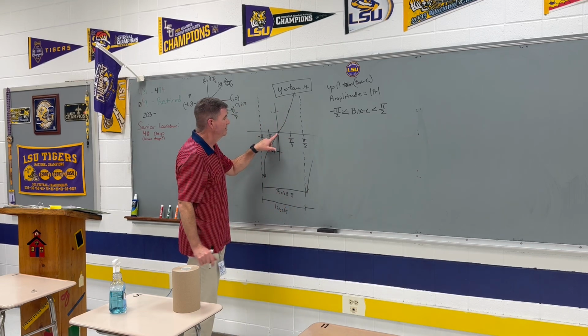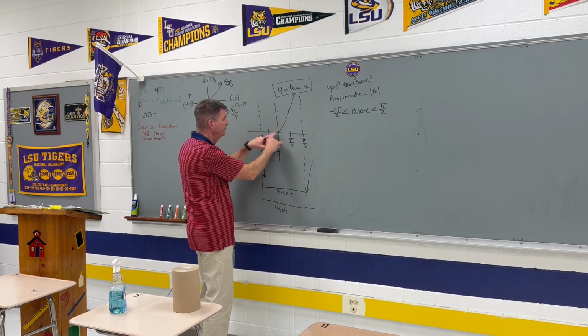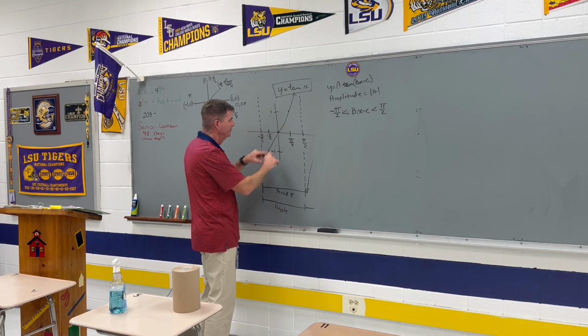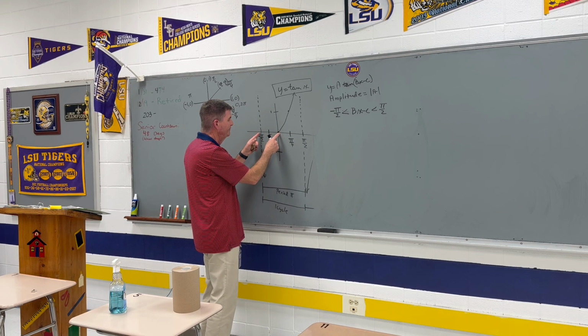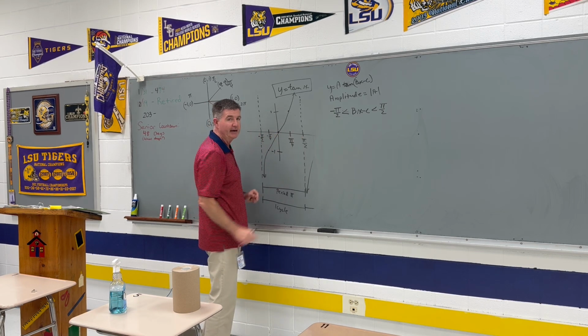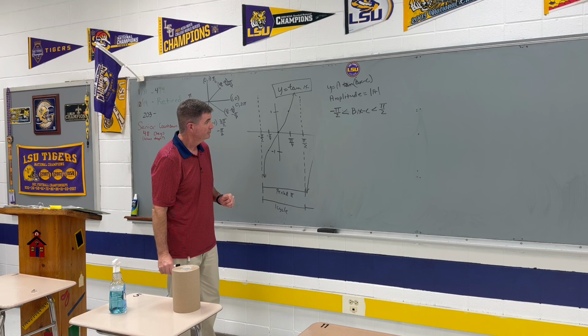My 0 is going to be the point that's in between the two of them. And then I have my quarter point and my 3/4 point, which are in between the left asymptote and the 0, and the right asymptote and the 0.